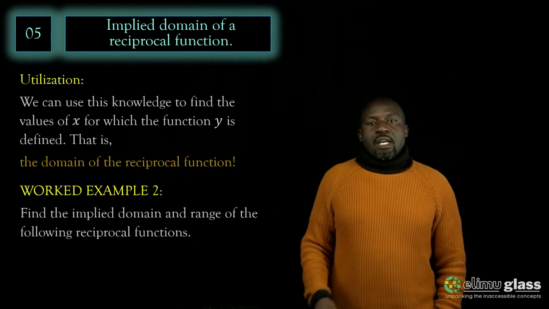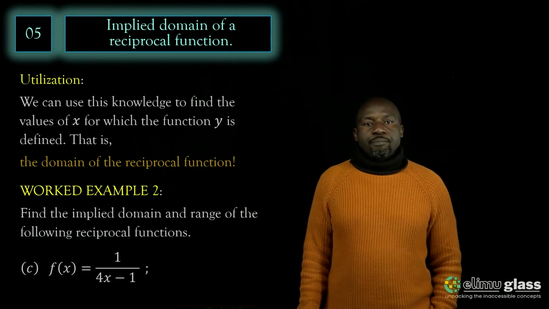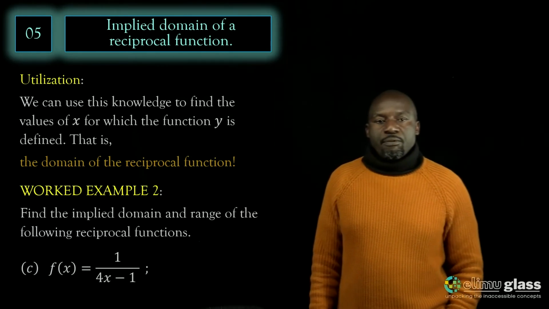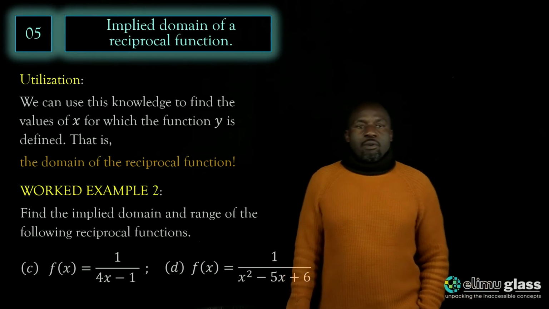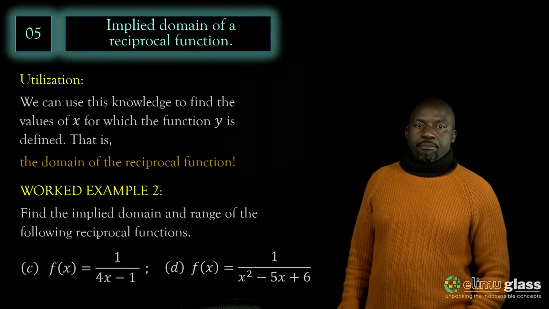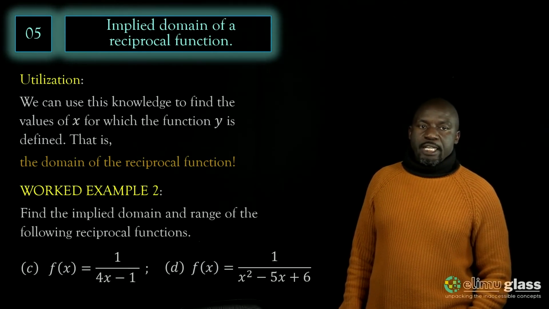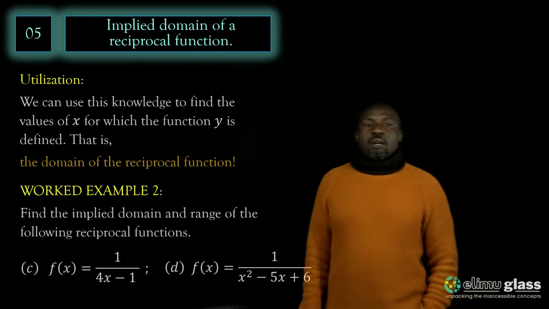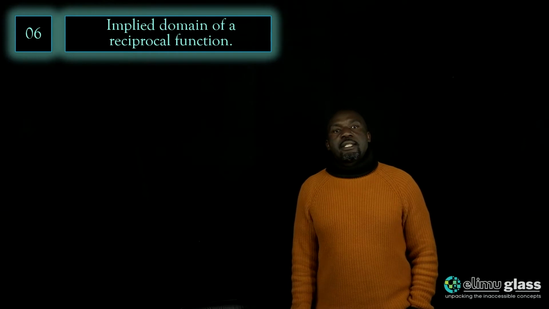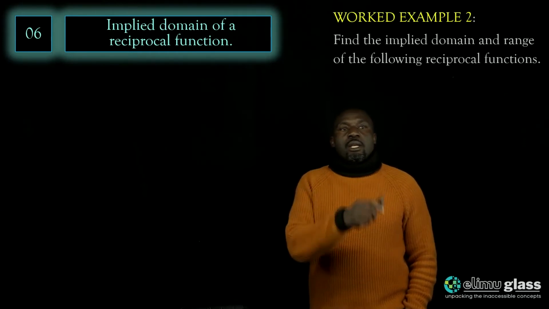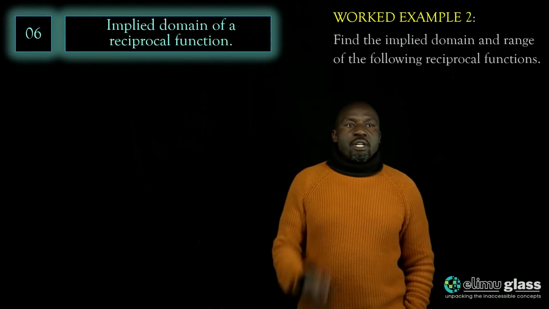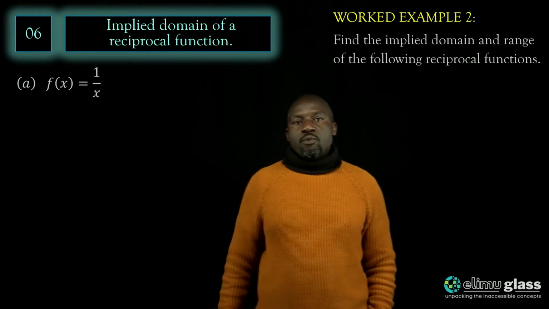We're going to do this now. And there is C. What is the implied domain of this reciprocal function? And lastly, what is the implied domain for number 4 there? That reciprocal function containing a quadratic expression in the denominator. Okay, let's see. We'll start with the first one. So I'll keep the question here. Find the implied domain and range of the following reciprocal function. So we'll start with the first one here.